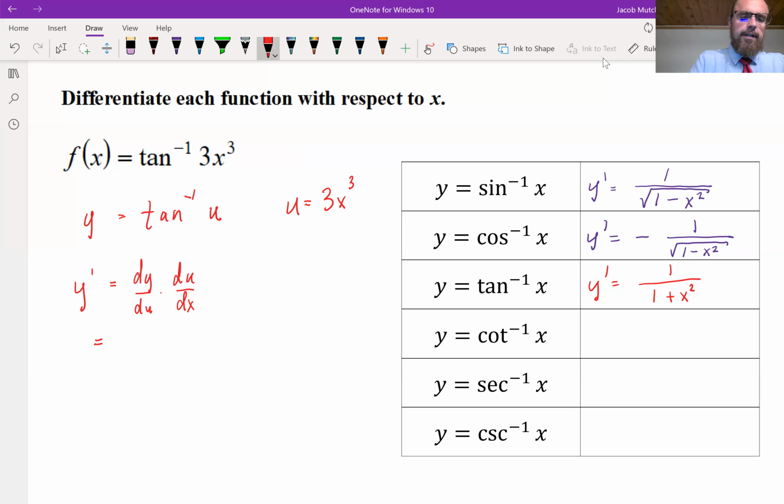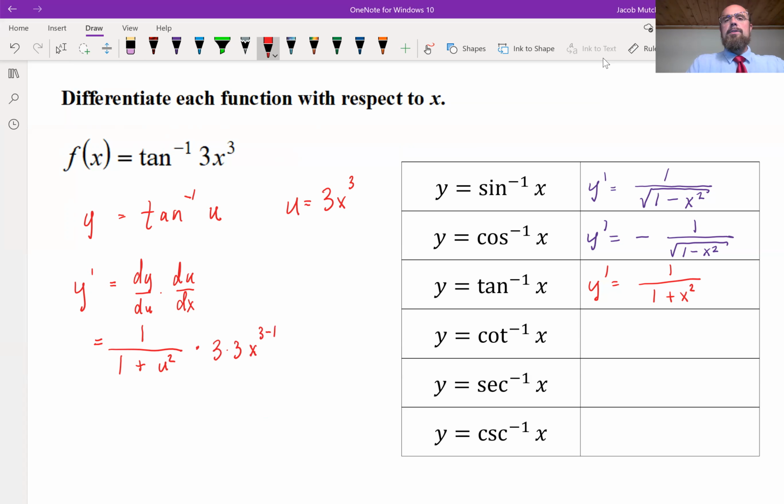So I need to find the derivative of y with respect to u. That's that rule that we just wrote. So that's going to be 1 over 1 plus u squared. And then I'm going to multiply that times the derivative of u with respect to x. So we saw that before. It's the coefficient 3 times the old power 3 as a coefficient, x to the power of 3 less 1.